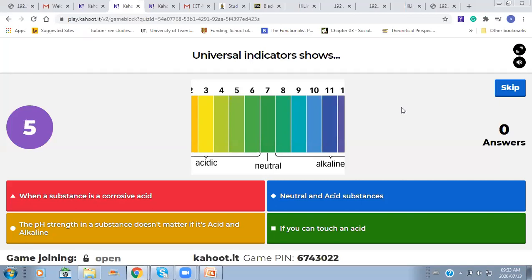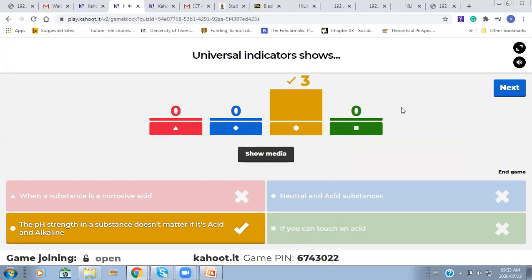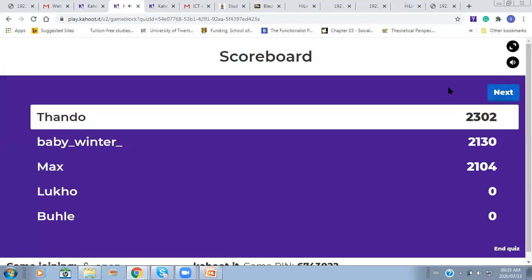Special indicators show... Yeah, very good. So all of you got it right. 3 people got it right. So let's see the one who got it first. Yeah, Tando was the very first person to recognize that, followed by Winter and Max. Let's go to the next question.